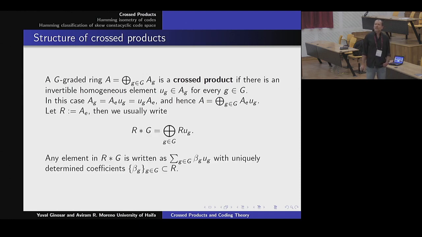Let the base ring, call it R, A_e is R, then we usually write a cross product as R star G, as a direct sum of R U_g, g runs over all g's. And any element of R star G is uniquely written as the sum of b_g U_g with a uniquely determined coefficient b_g in R.